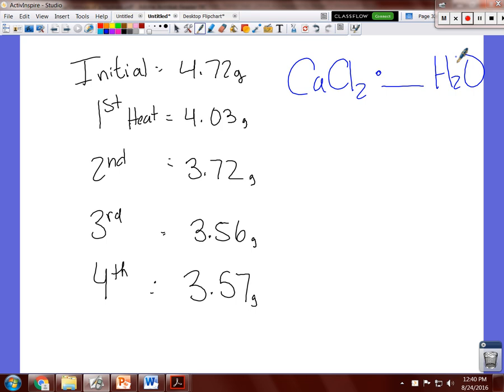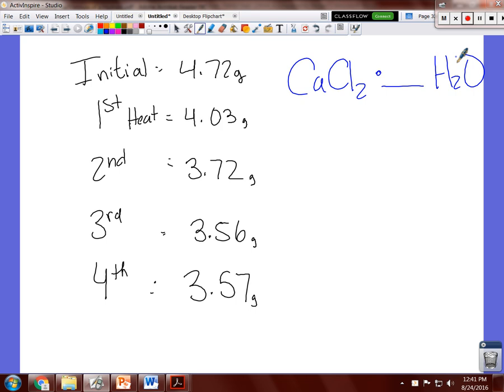Now, obviously, what are we trying to do? We're trying to get all the water out when we're heating it. Can you heat it 1 time to determine if all the water has been driven off? No, you sure can't. You at least got to do it twice. And here's the reason why. From the initial to the first heating, did the amount drop? Yes. From the first heating to the second heating, did the amount drop?